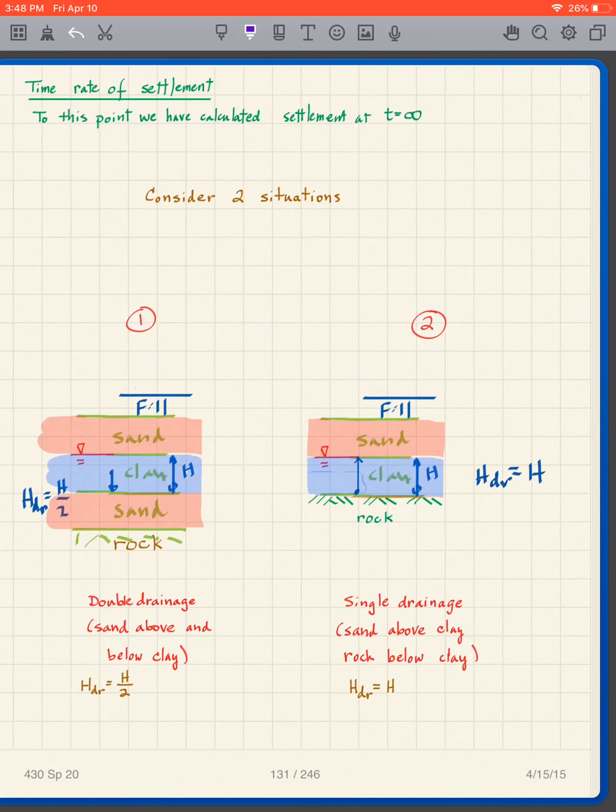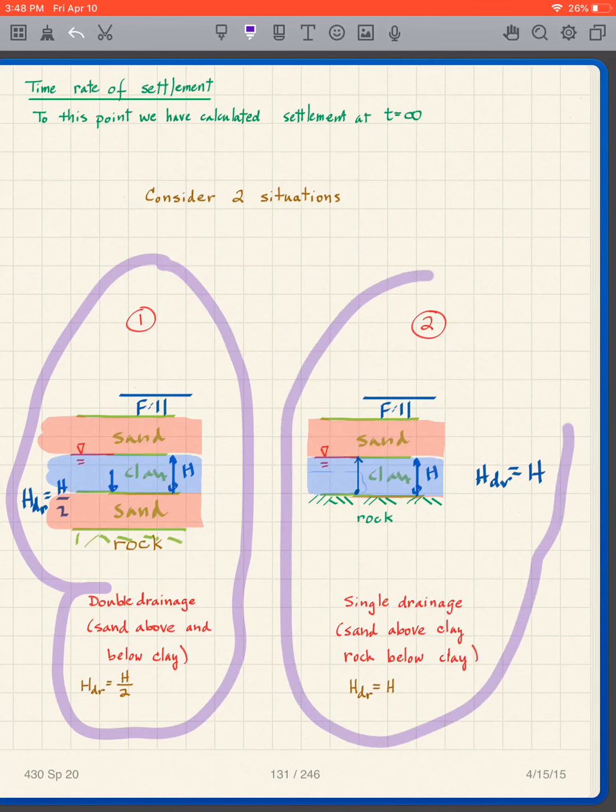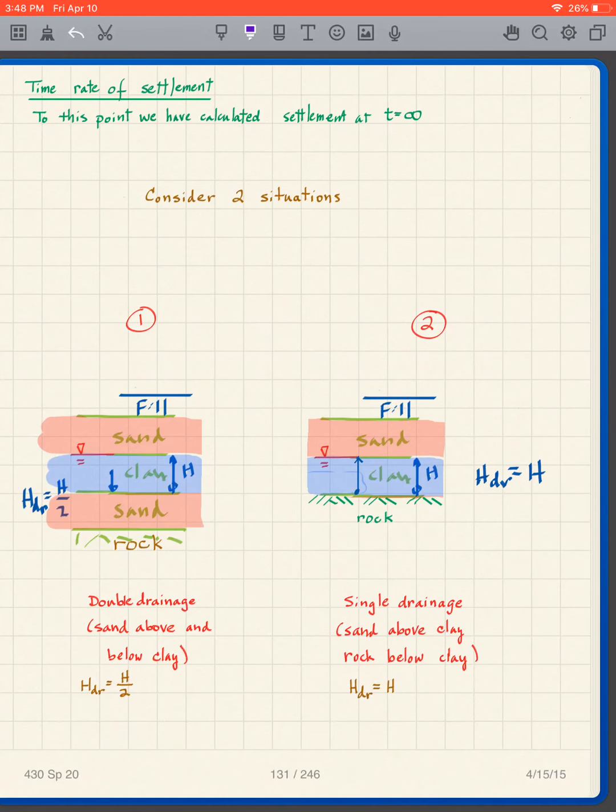We're going to consider two situations. Situation one is this one. Situation two is this one. What's the difference between the two? Well, situation one is called double drainage. That is where I have a sand layer above and below the clay layer. It's called double drainage.